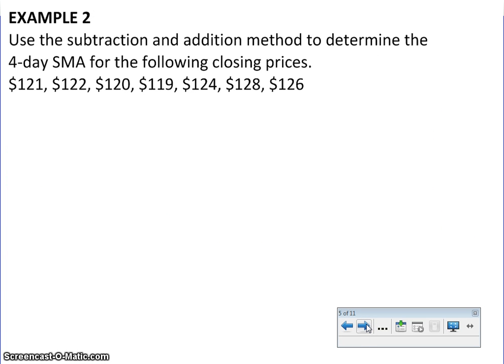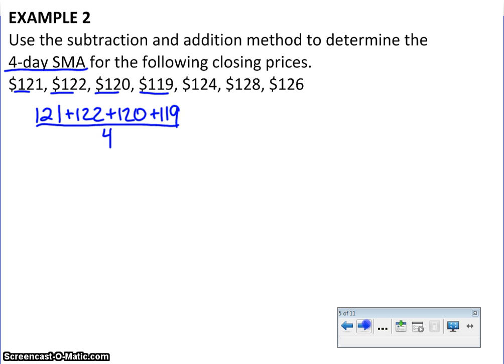Example 2, use the subtraction and addition method to determine the 4-day SMA for the following closing prices. So for this, we start out similarly as we did in our first method. We're going to add the first 4. It's asking for a 4-day, so we're going to add 4 of them together. We get 121 plus 122 plus 120 plus 119. I got those values right here. And we're going to divide it by 4, and we end up with 120.50.